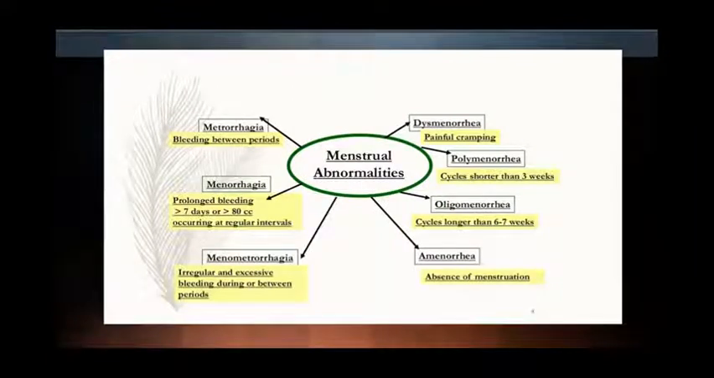This is the classification of menstrual abnormalities. Most importantly, of course, is the metrorrhagia, followed by menometrorrhagia, which is either the heavy bleeding or the heavy intermittent bleeding, and as well dysmenorrhea, whether it is primary or secondary, and amenorrhea.